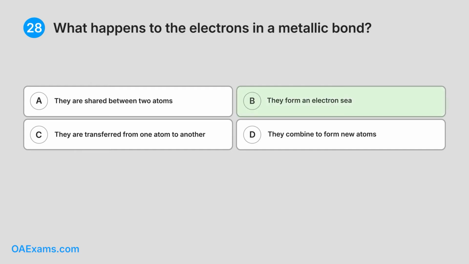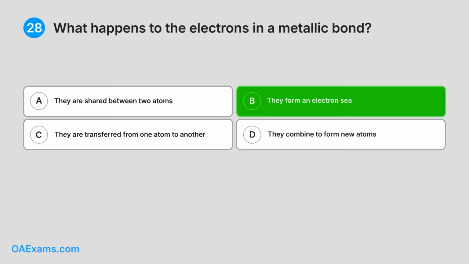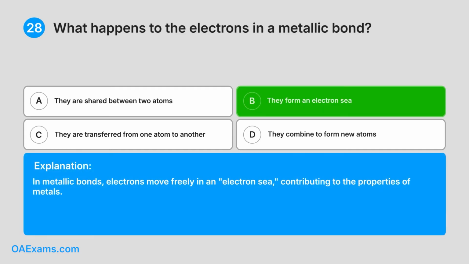Correct answer. B. They form an electron sea. Explanation. In metallic bonds, electrons move freely in an electron sea, contributing to the properties of metals.